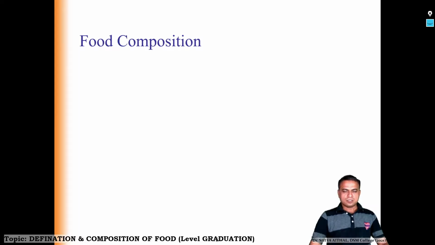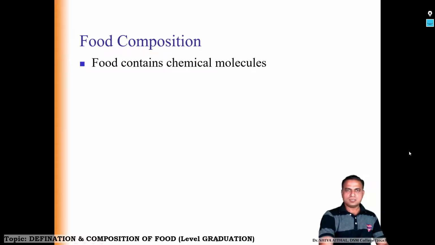So let us now see the composition of food. What is food, which we say is made up of chemicals? Really, which are those chemicals? First, we will broadly categorize them into the main groups, and then we will see much more in detail. Food contains chemical molecules. Basically speaking, there is nothing called a biological entity or a biological molecule.